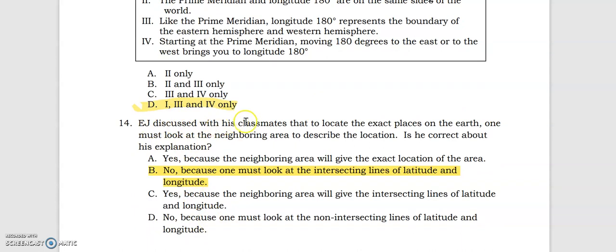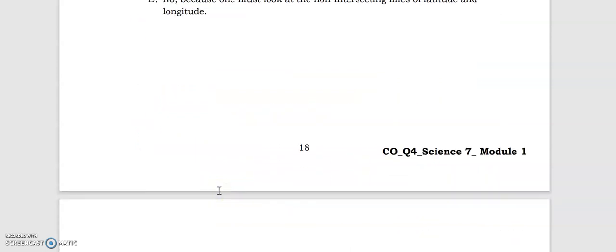AJ discussed with his classmates that to locate exact places on the Earth, one must look at the neighboring area to describe the location. Is he correct about his explanation? No, because one must look at the intersecting lines of latitude and longitude.